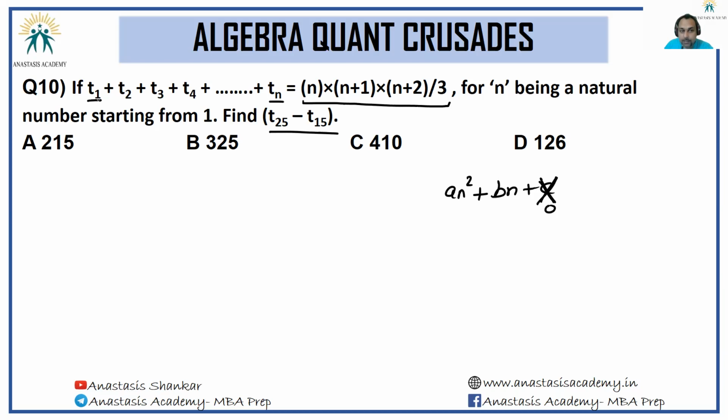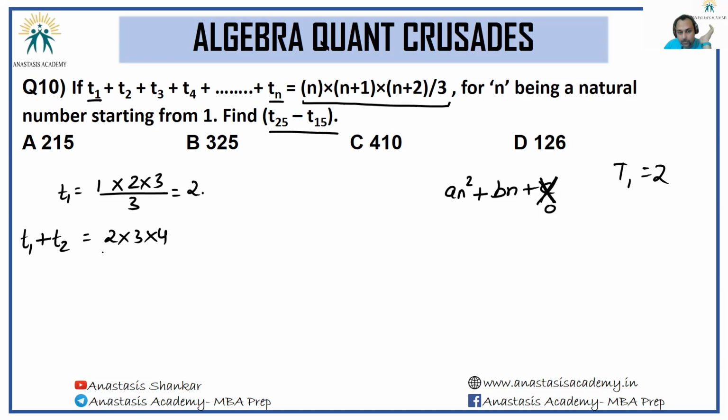Now I'm saying if I take sum up till term 1, would be 1 into 2 into 3, whole thing by 3, which is equal to 2 itself. So term 1 is also 2 itself, because sum up till term 1 or term 1, they're the same thing. Now let's look at sum up till term 2, T1 plus T2. T1 plus T2 is equal to 2 into 3 into 4 by 3, cancel, I get 8. Now see, T1 plus T2 is 8 and T1 is 2. So can I say T2 is equal to 6? T2 is equal to 6.